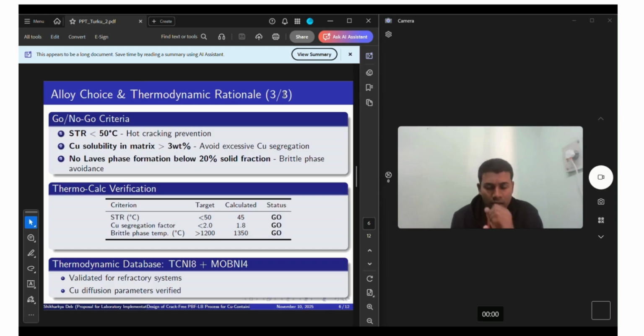Why 50 degrees centigrade instead of 61 degrees centigrade? In paper B, we found that 61 degrees centigrade was the threshold for 17-4 PH steel, the precipitation hardened steel. But refractory alloys have higher melting points, so thermal stresses are greater. They often have poor ductility at high temperatures and may have different wetting characteristics of liquid films. Our 45 degrees centigrade solidification temperature range provides a comfortable safety margin.